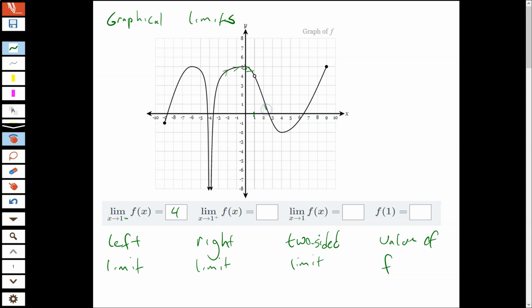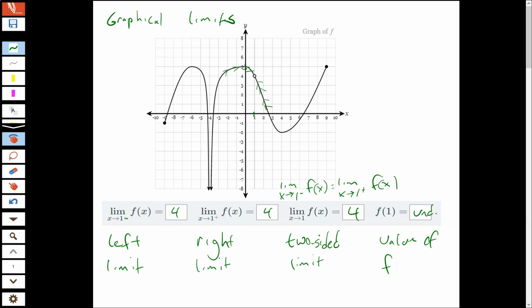And then from the right, my right limit, looks like we end up at the same spot, right? So 4. Because these two things are the same, we say the two-sided limit is also 4. And then notice there's a hole at 4 right there. So the value of f, we'd say, is undefined.